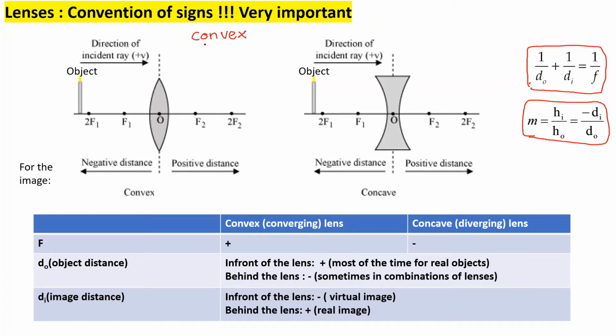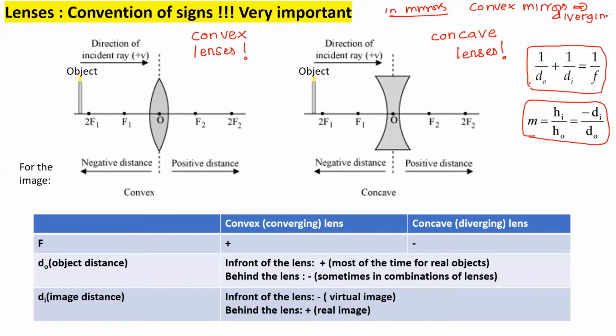So just like convex mirrors, you have convex lenses, and also you have concave lenses. But if you remember, in mirrors, convex mirrors were what? Anyone who remembers? They were diverging, right? They were diverging mirrors.